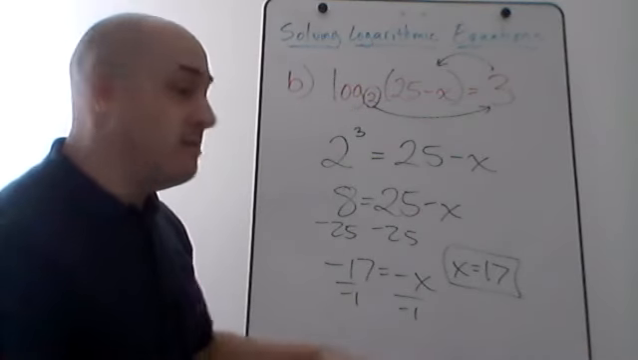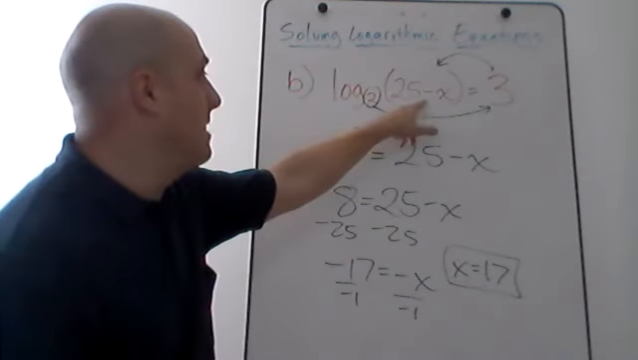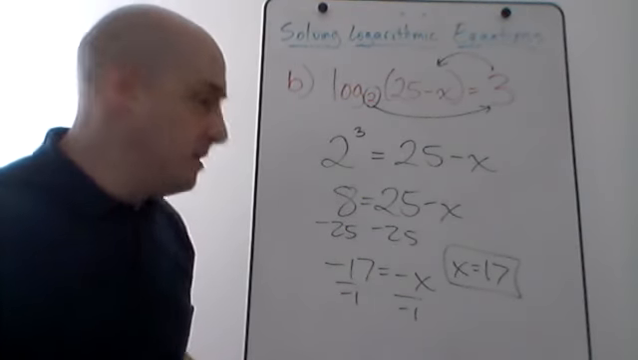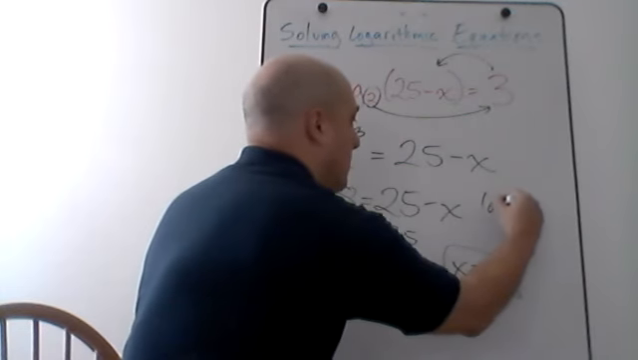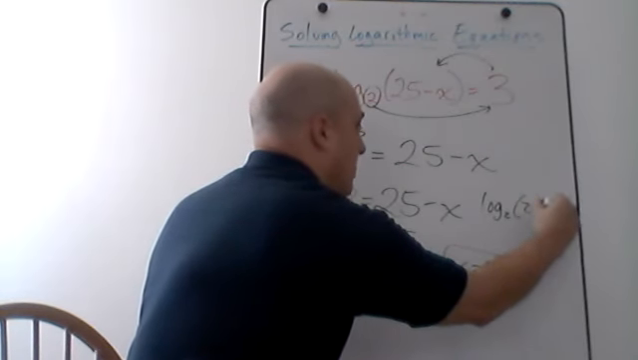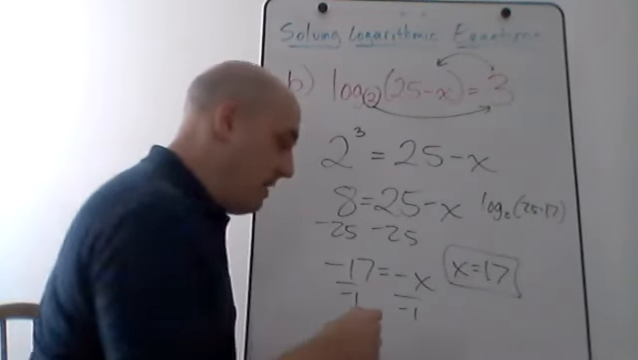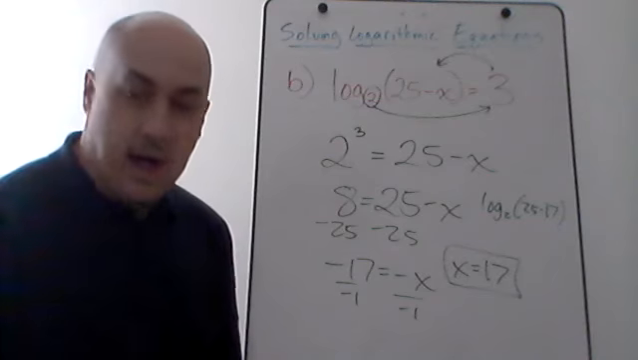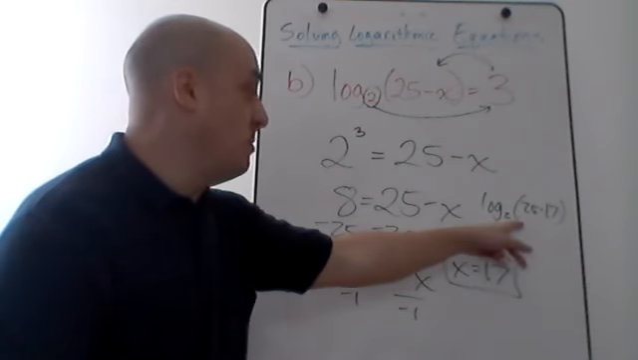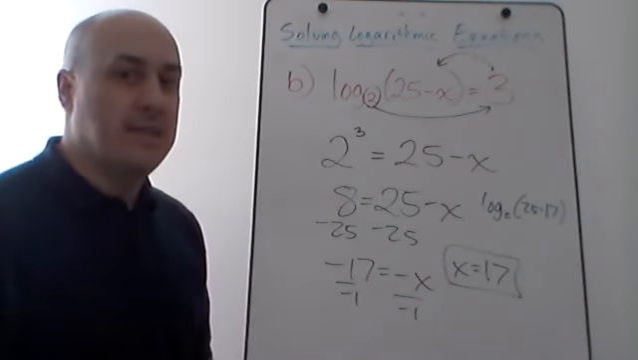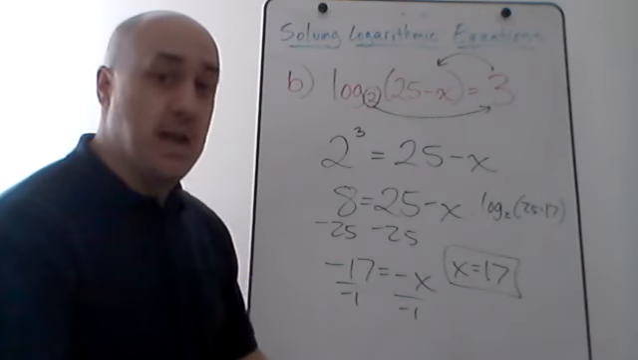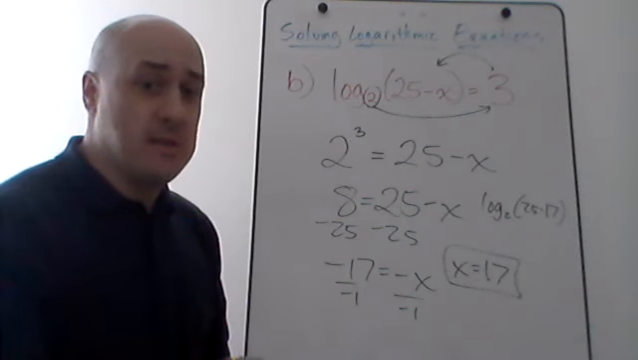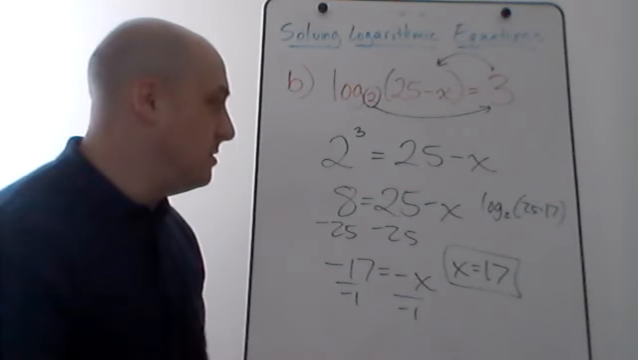And then just like with any other equation, if I take my answer, x equals 17, and plug it back into my original equation, I would have log base 2 of 25 minus 17, and I would have to check to see that equals 3, which if you put that in your calculator, if you use the change of base formula, that log base 2 of 8, you'll see that does equal 3, and it checks out. With logarithmic equations, it is always a good idea to check your answers to make sure that they work. I just wanted to point that out to you before we finish here.